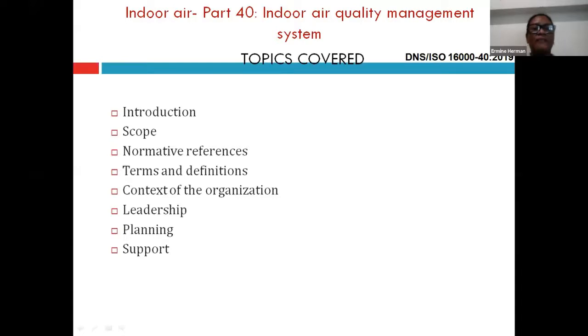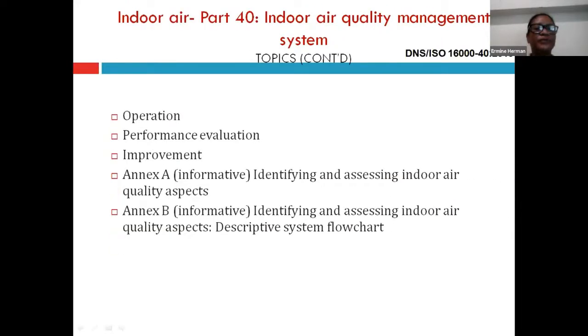Indoor air quality management systems, and I think this is an especially important standard for our indoor spaces today. As usual, normal introduction, scope, normative reference. So these are the topics covered within the body of the standard. We can move on. Operation, performance evaluation, and improvement. The annexes will look at identifying and assessing indoor air quality aspects, and identifying and assessing indoor air quality aspects with a descriptive system flowchart.